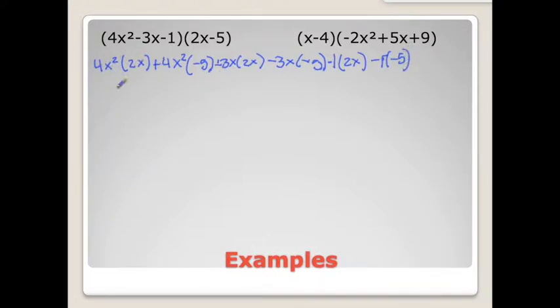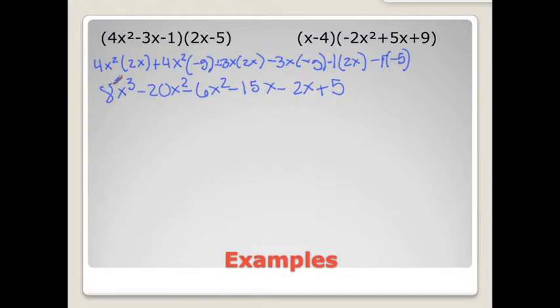Okay, so 4x squared times 2x will be 8x cubed. 4x squared times negative 5 will be negative 20x squared. Negative 3x times 2x will be negative 6x squared. Negative 3x times negative 5 will give me positive 15x. Negative 1 times 2x will give me negative 2x. And negative 1 times negative 5 will give me positive 5.